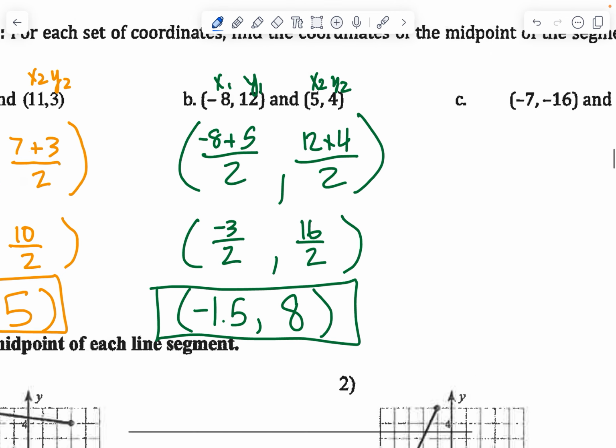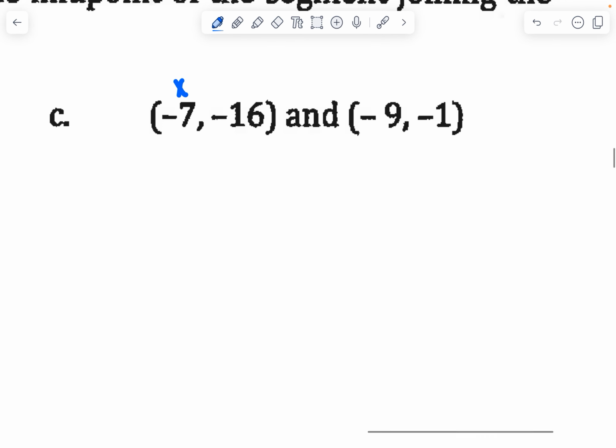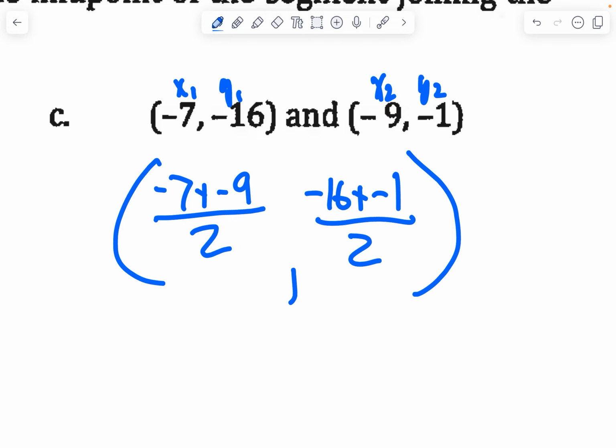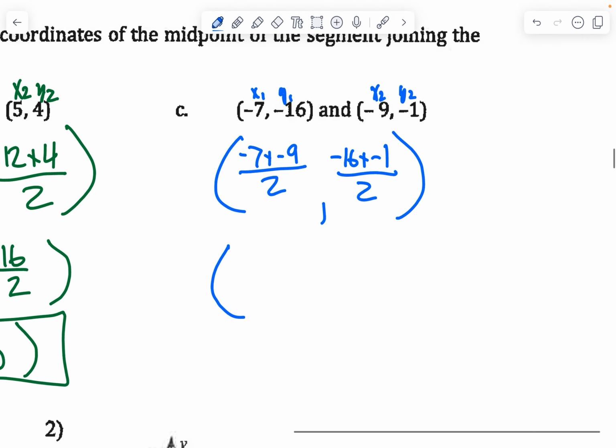And one last time, when you have the coordinates, same thing. I like to do this labeling. You don't have to do the labeling each time. But when I make that point, let's draw a middle there. We're going to do negative 7 plus negative 9 over 2, negative 16 plus negative 1 over 2. Simplify this out. That gives us negative 16 over 2.